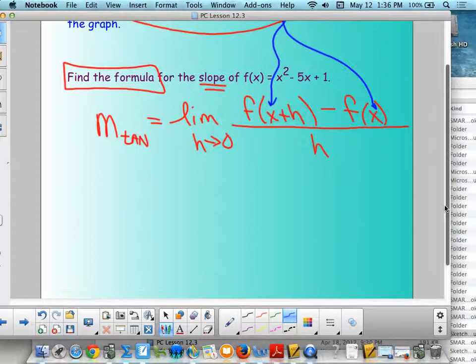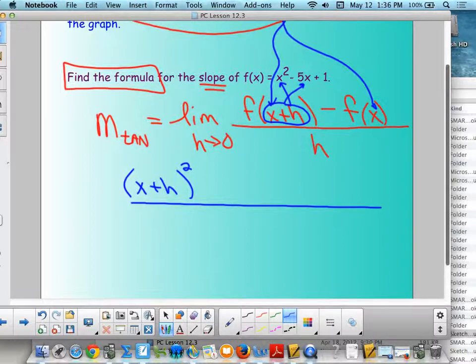Remember how this works? Take your function, stick what number in? x plus h goes in. Put them into your function. It says take x and square it. Well, that's x plus h squared. Minus, now put x plus h into the 5x. Minus 5 times x plus h, followed by plus 1. That's me putting in x plus h.